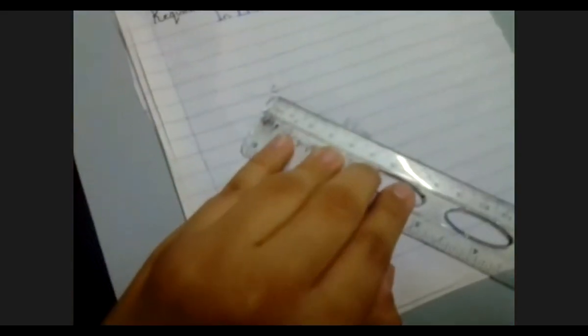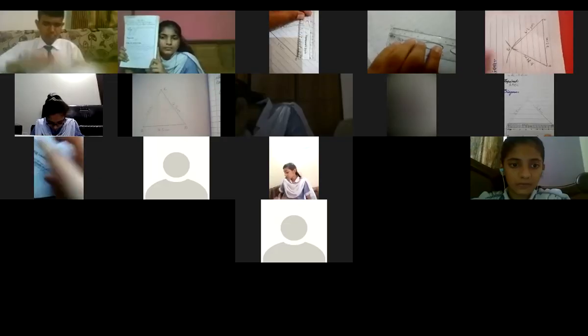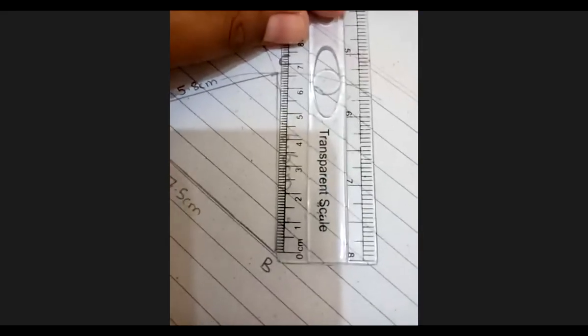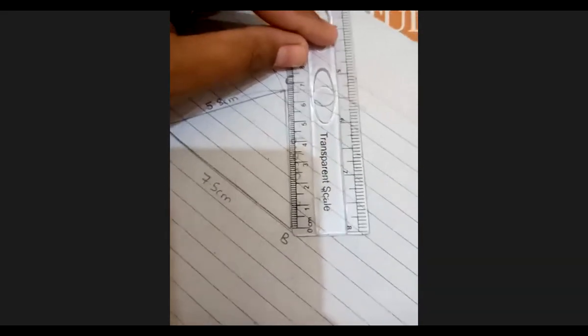Sanya, it's not clear. I can't see it properly. Okay, here Jay Kumar is there. Yes, Jay Kumar. Now, very good, Jay Kumar. First, show me 7.5 centimeter quickly. Quickly, Jay Kumar.